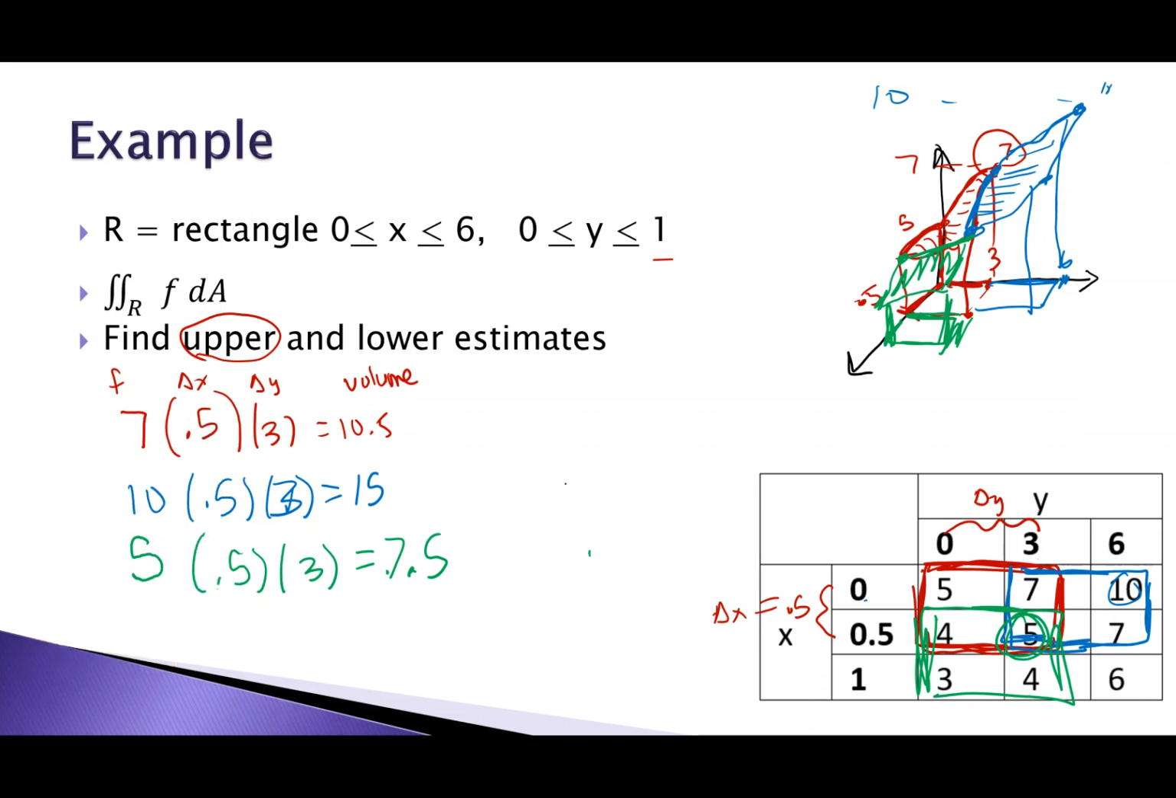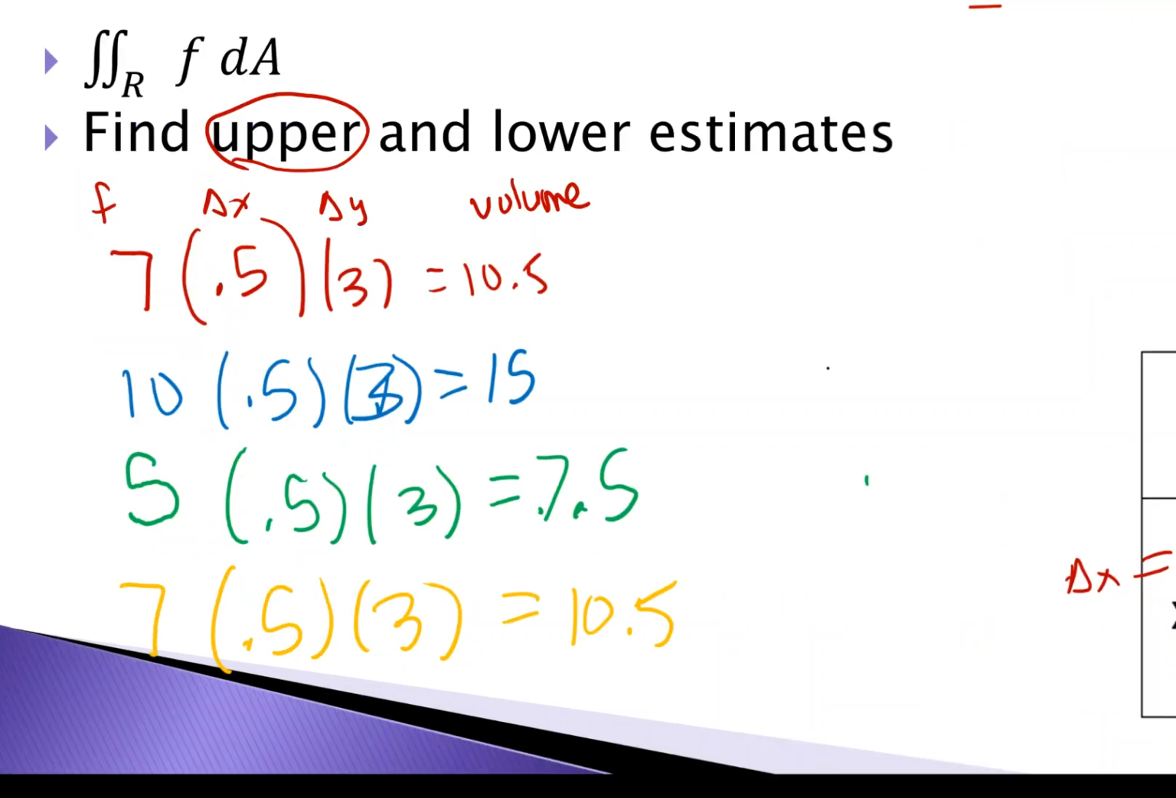Let's make it yellow. That's this rectangle, and that corresponds to that rectangle right there. And I won't draw it. There's my highest point. So 7 times 0.5 times 3, which is 10.5. And then I add all of it up.